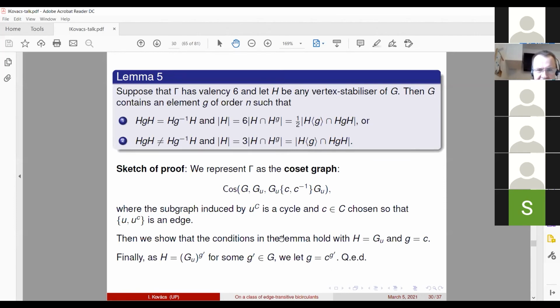But the meaning is that you might not know the graph, but if you know the group and you know one vertex stabilizer for some reason, then you can check if this is really in the family or not.